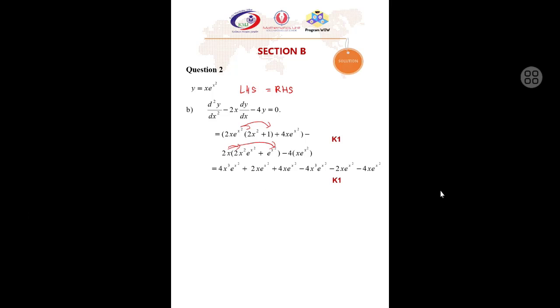As you can see here, this term and this term will cancel out. 4x cubed e power of x square minus 4x cubed e power of x square, this thing also will cancel out. So you will get 0, shown. Okay, your last mark. Alright, so that is question 2b. You already shown that left hand side equals to right hand side.